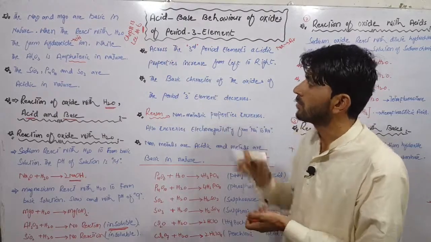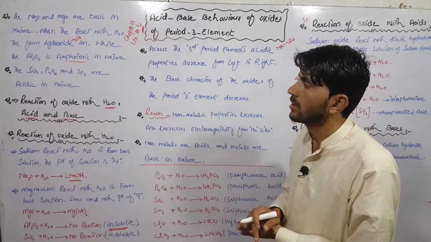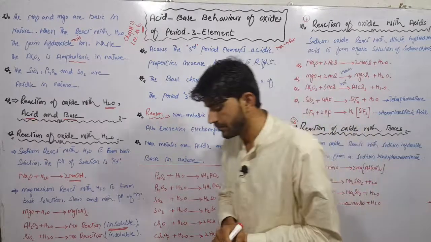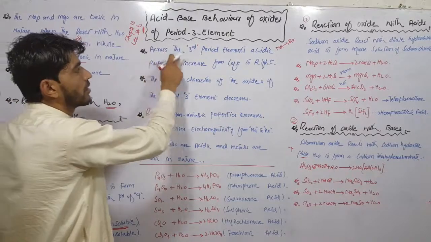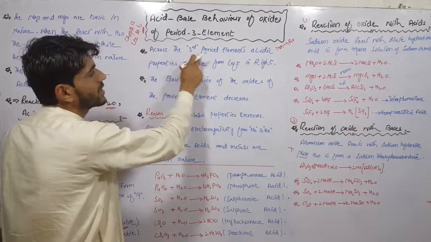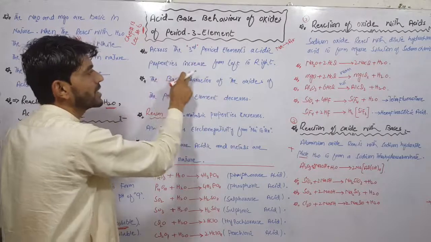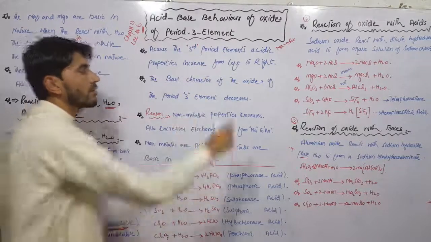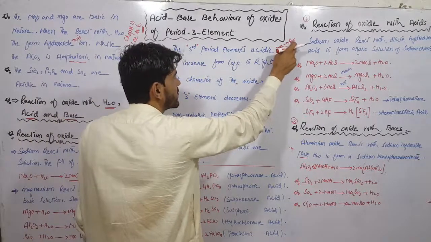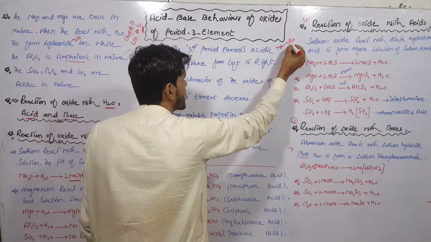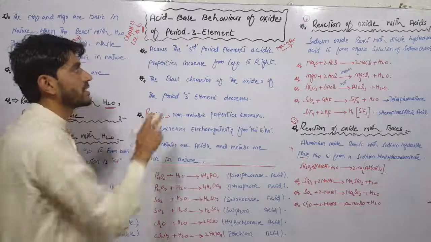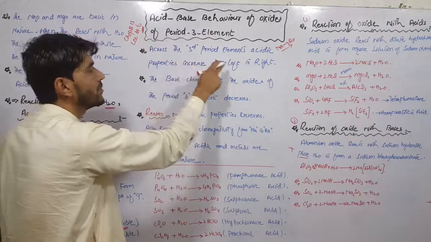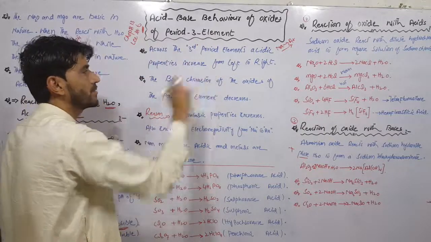First of all, there are a few points we must understand about acids and bases. Across the third period elements, acidic properties increase from left to right. From sodium to argon, acidic properties increase.